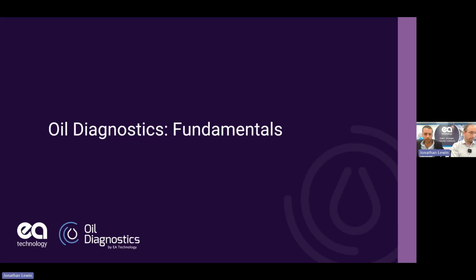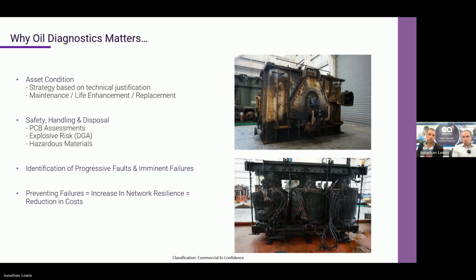Okay, so fundamentals of oil diagnostics. Why is oil diagnostics important? Well, it's a really good tool for looking at the condition of your oil-filled assets. I'd also suggest it's a very cost-effective tool for doing this. Based on the information garnered from oil diagnostics, you can plan your asset management strategies based on accurately determined information from that asset, and accordingly plan your maintenance schedules, any intervention to prolong the life of your asset, and also plan your asset replacement in a timely manner.